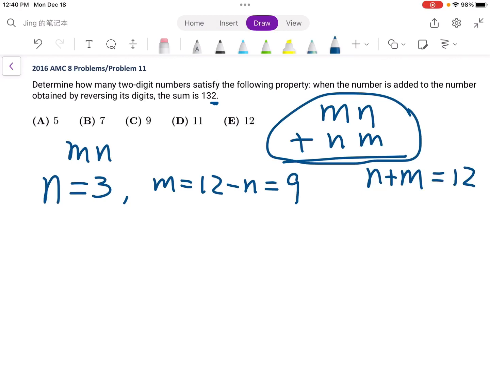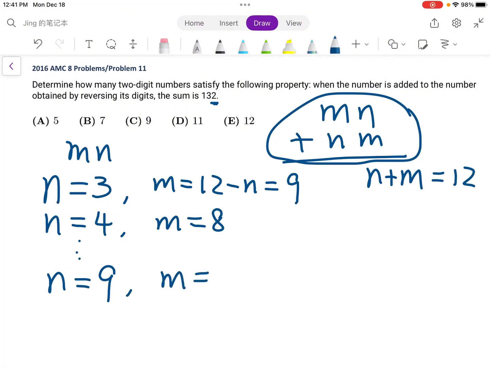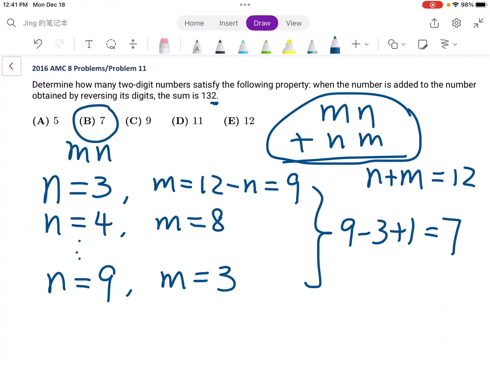And then we can add 1 to n. For n equals 4, then m should equal 8. And this can keep going on, and at last n can equal to 9. And in that case, m equals to 3. So how many pairs are there? It should be 9 subtract 3 plus 1 equals 7 pairs. And the answer is B.